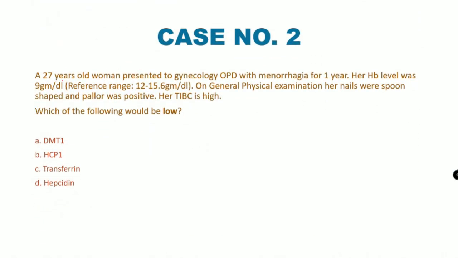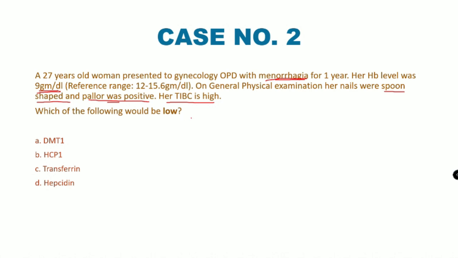Scenario number two: a 27-year-old woman presented to gynecology OPD with menorrhagia, heavy menstrual bleeding for 1 year. Her Hb level was 9 g/dL, so she is anemic. On general physical examination, her nails were spoon shaped, so koilonychia is there, and pallor was positive. Her total iron binding capacity, TIBC, is high. So which of the following would be low? Pause the video and we will meet soon.